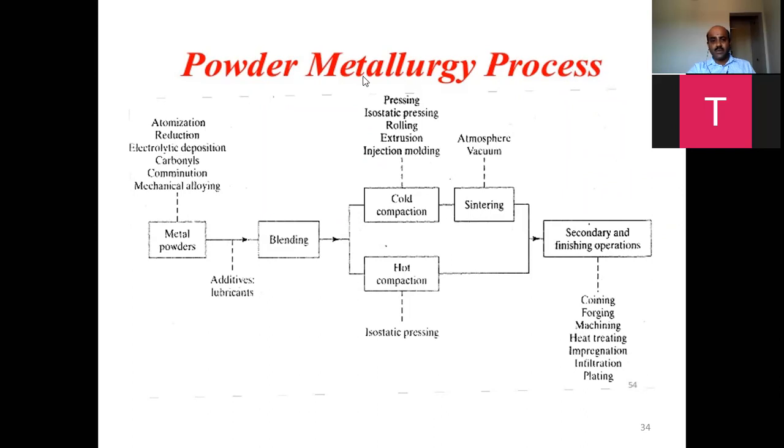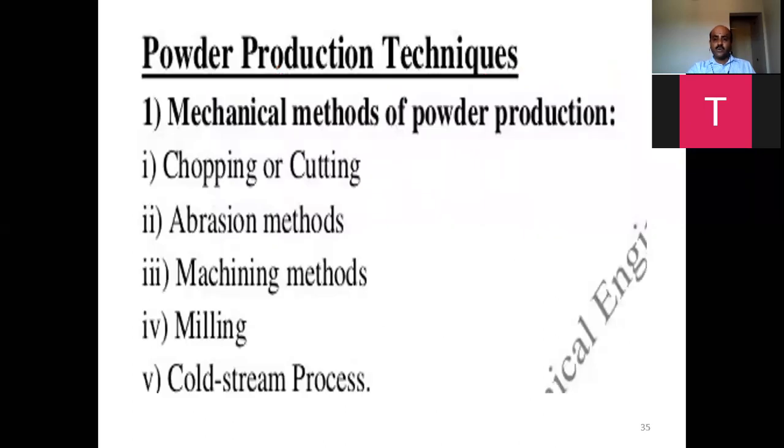So this is basically the flow diagram of the complete powder metallurgy process. Of course, the secondary and finishing operations might be in the form of coining or forging or machining or heat treating, like that. There are so many secondary and finishing operations we are working with. So this gives a complete picture of how the powder metallurgy process will go. Okay. Now let us start with the first one.